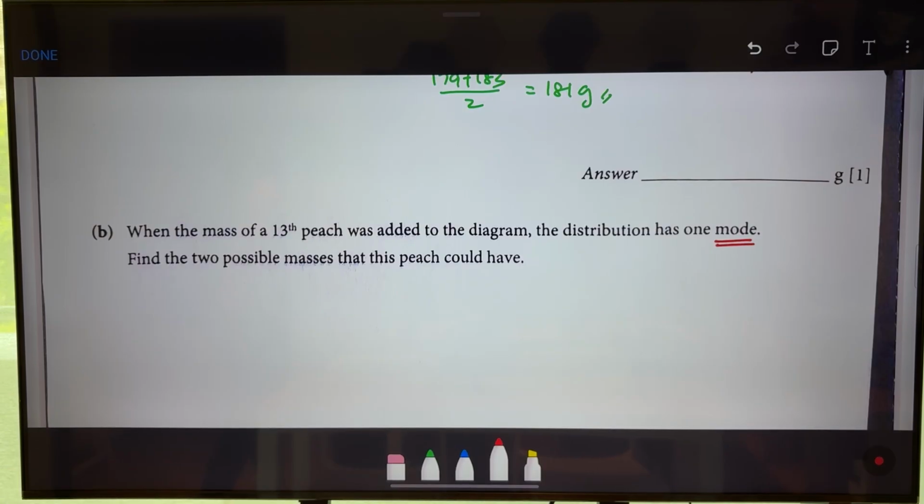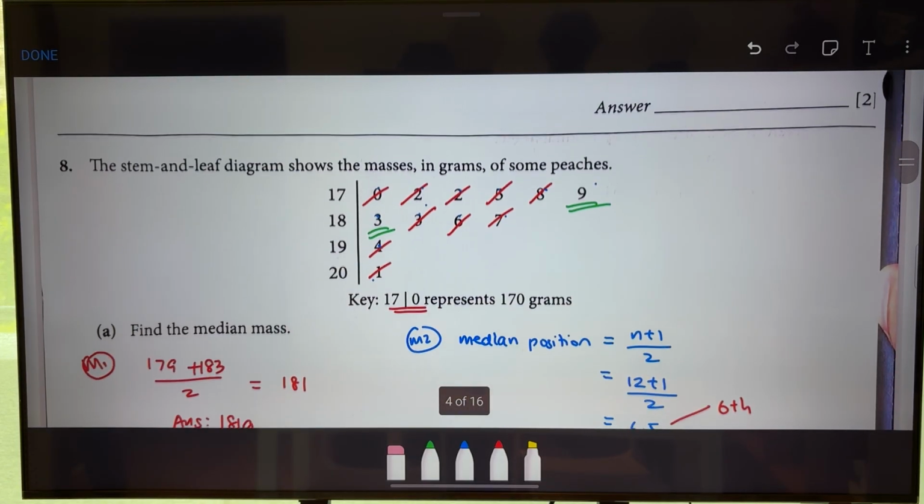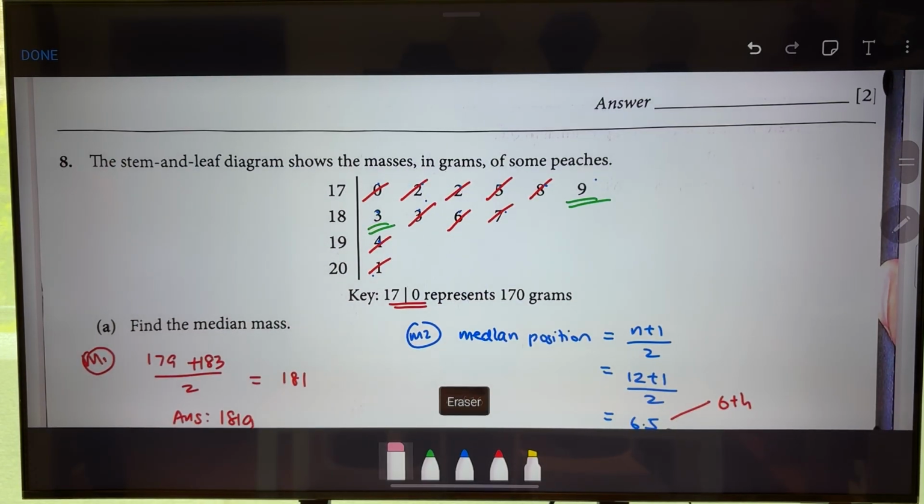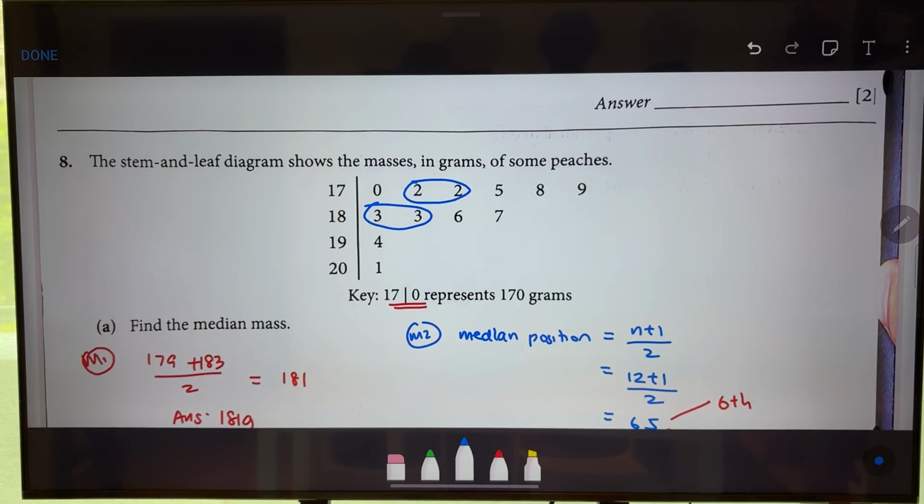Greatest frequency. Let's have a look at the information given. Which of the numbers seems to be appearing more than the rest? I see the number 2 here appearing twice. I see the number 3 here appearing twice. So amongst all the masses, we have 172 grams appearing twice, 183 grams appearing twice. So these two happen to be the mode, right?